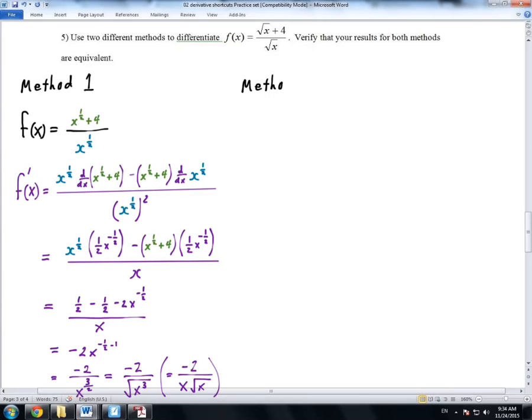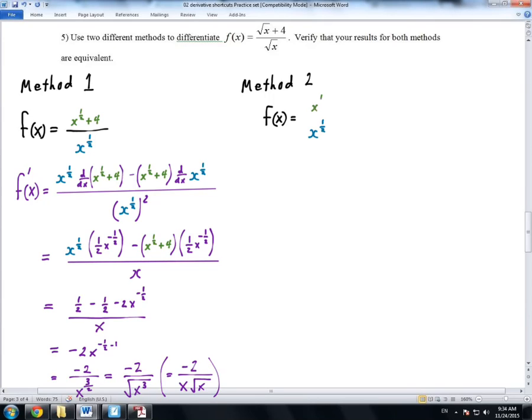Once I got down to the end here, I just had 2 over x to the 3/2 power. I can make that negative 2 over the square root of x cubed, and this is an alternative because x cubed square rooted is x times the square root of x. So these are all synonymous forms.